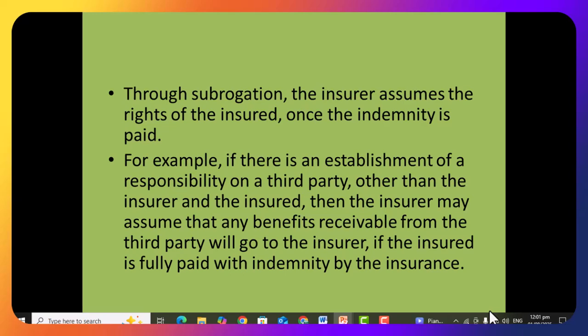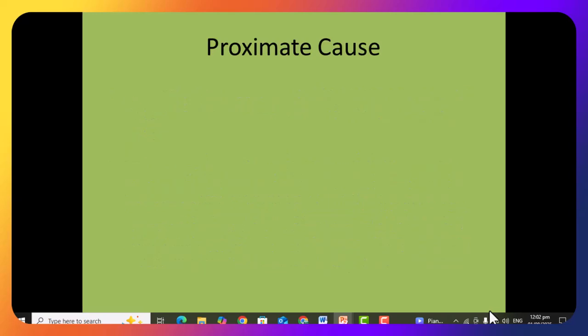Now my car is insured. I take financial compensation from my company. Now, since the other party is at fault, any money from that party should go to the insurance company because the insurance company has already compensated me. So the insurance company will claim that money from the third party under the subrogation principle.